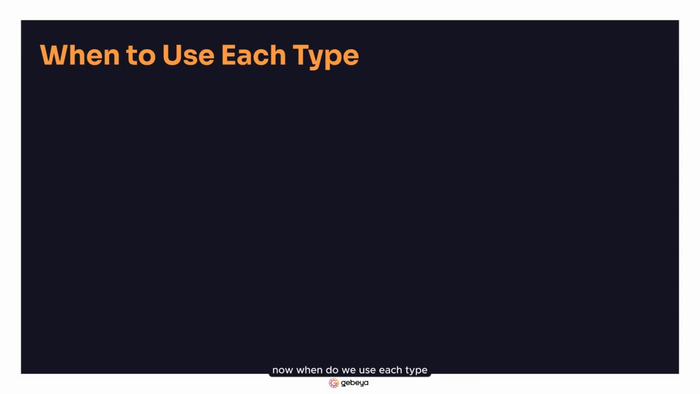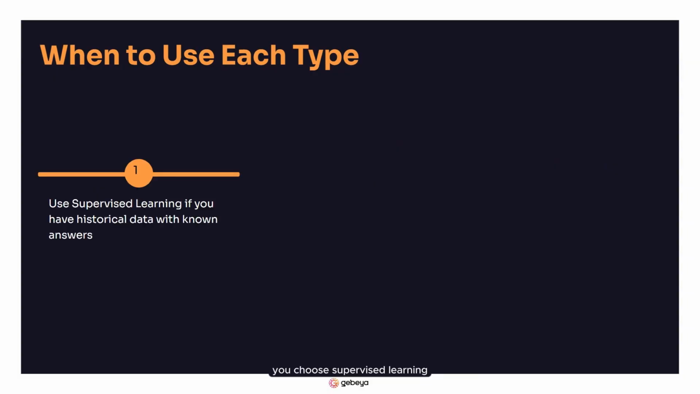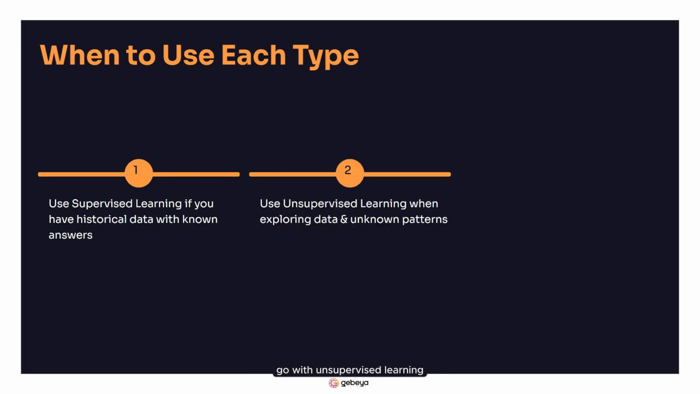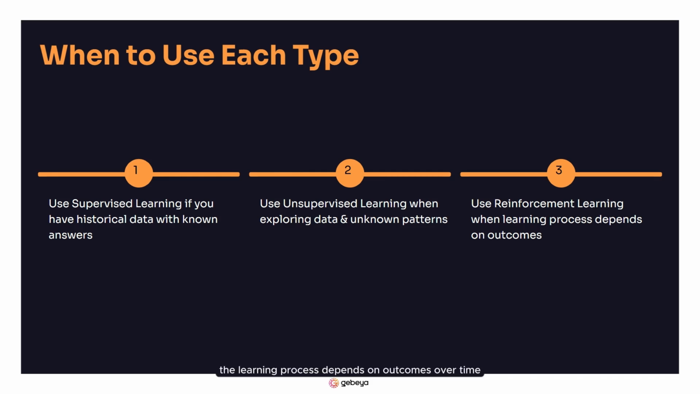Now, when do we use each type? You choose supervised learning when you have historical data with known answers, like predicting prices or classifications. Go with unsupervised learning when you're exploring data and don't know what patterns might be there. And choose reinforcement learning when the learning process depends on outcomes over time, and the system can improve by interacting with its environment.